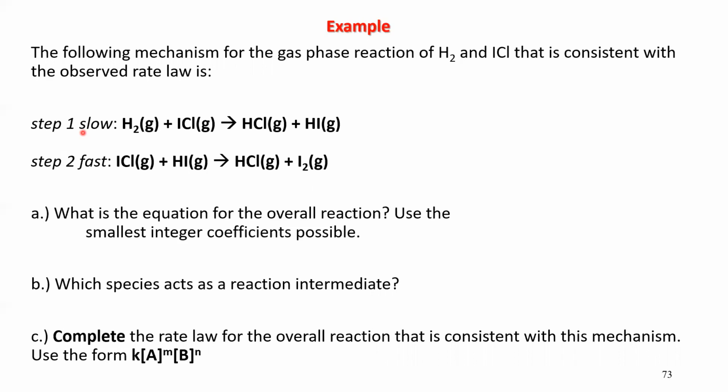Okay, well, we want to figure out a couple of different things. The first thing, it doesn't give us the overall reaction like it did on the last slide. So we want to figure out what the overall reaction is. And whenever we do that, the coefficients in that reaction are always the smallest integers. So in other words, we want to add these two steps together. We want to cancel out anything that's either produced in one step and consumed in another step, or consumed in one step and produced in another step. And then once we do that, we want to decide what the overall rate law will be. And we figured that out from the rate determining step.